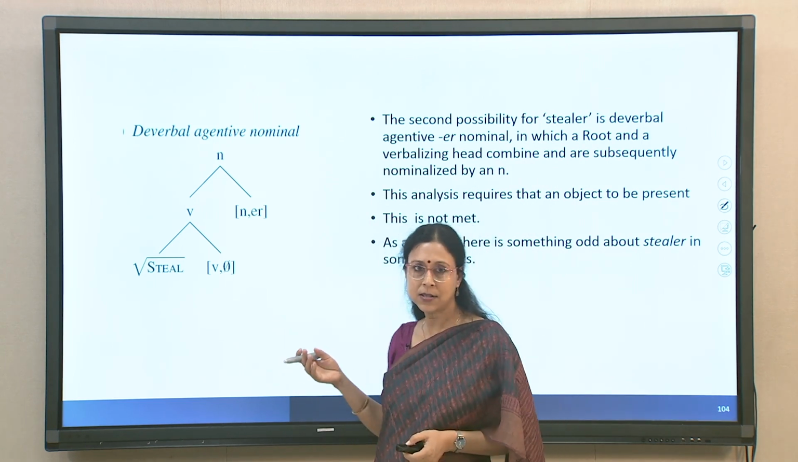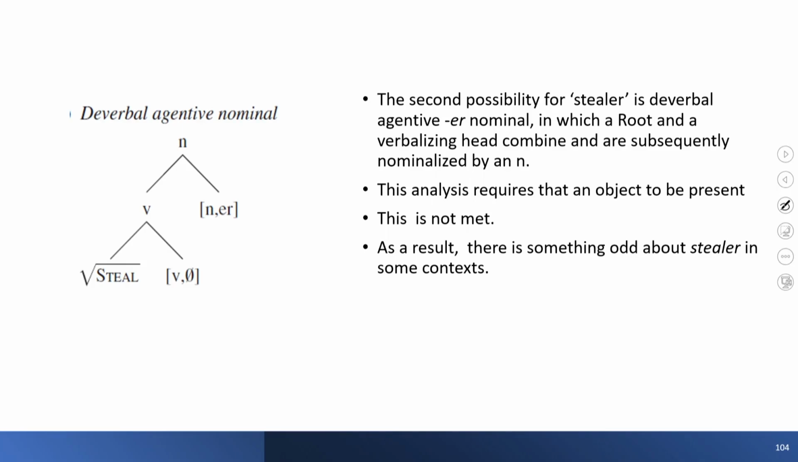The other format, we have seen this before also, is what is called deverbal agentive nominal. This is again steal here, and then we have the V here. This is the node here, and then it goes up when you have to create a noun out of this. This is how the process will be.